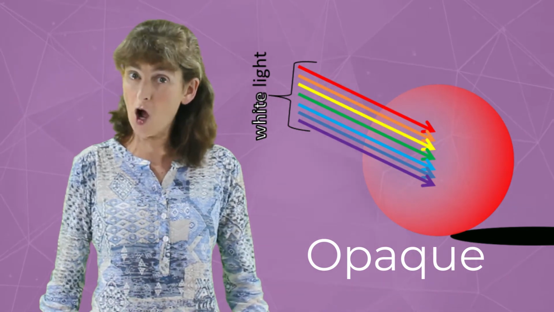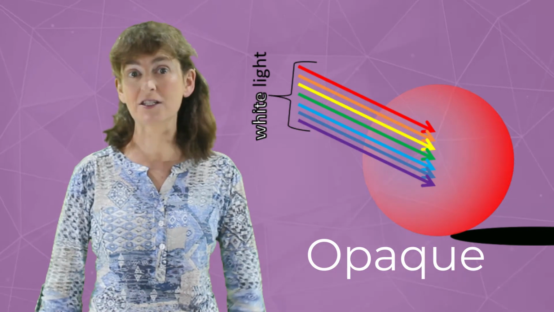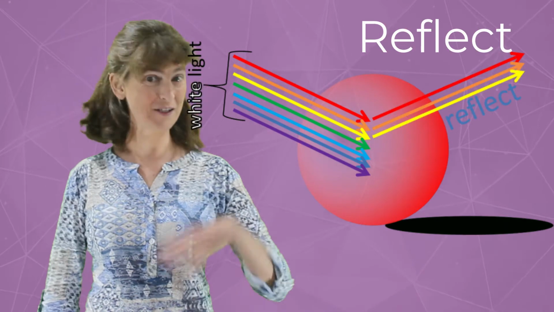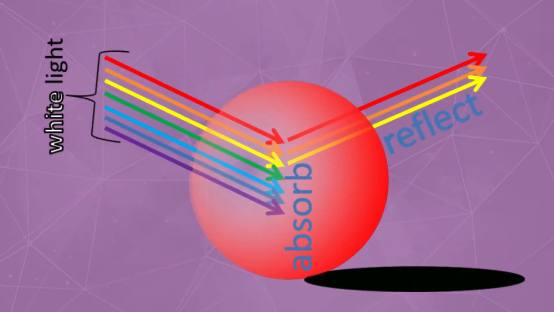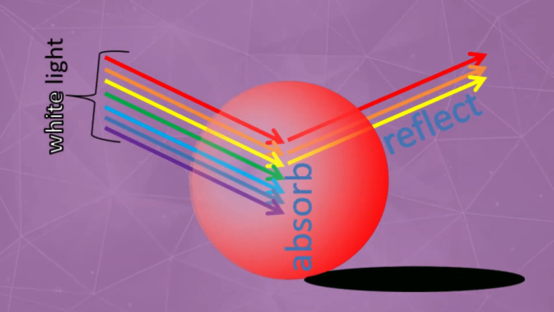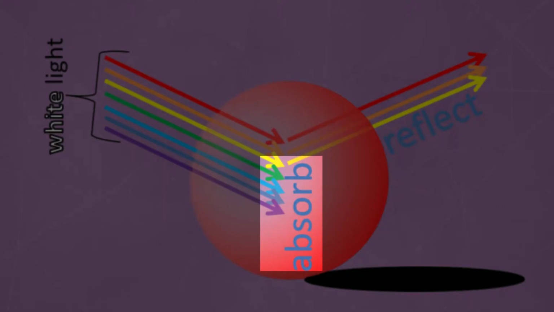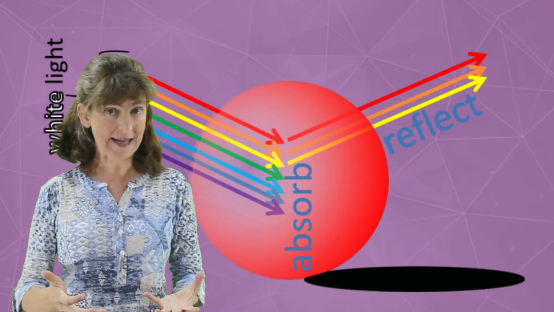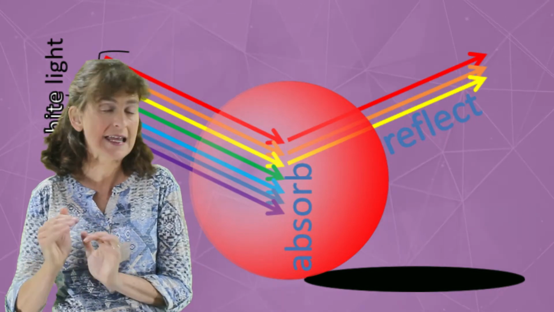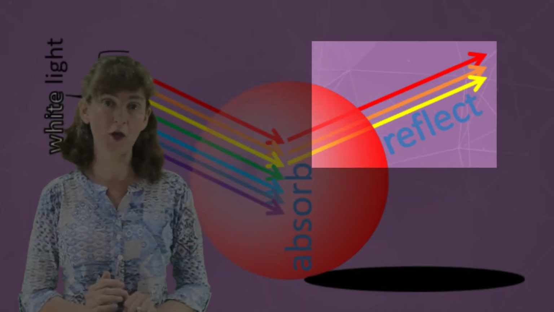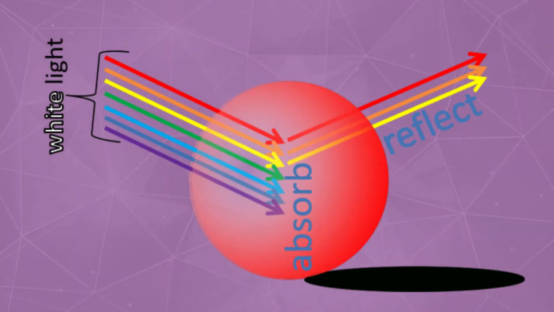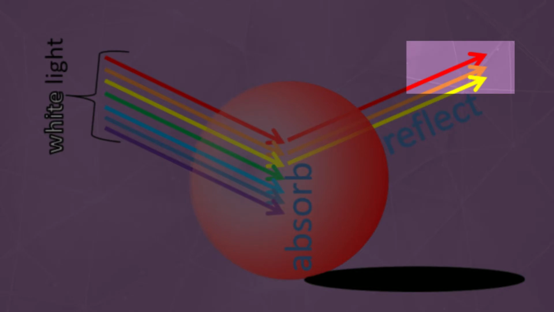So what does an opaque object do with the light that shines on it? 2 things. Either it absorbs it or it reflects it. Some of the light energy that shines on an opaque object stays in the opaque object, changing into heat energy in the object. That was absorbed. And some of the light energy that shines on an opaque object is reflected off the opaque object. If we position our eye in the line of that reflected light, then we can see the object.